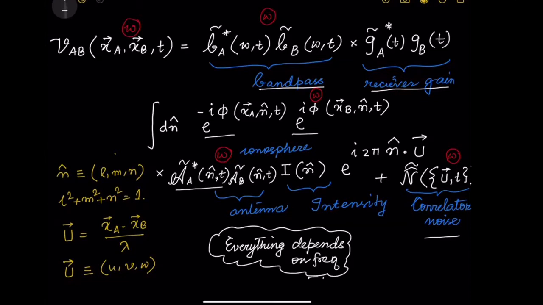Just to remind you, this vector n cap, which is the unit vector to a particular point in your field of view, has three components l, m and n, which are the direction cosines. The squares add up to 1 because it's a unit vector. And the vector u, which we defined as the baseline vector, is the vector difference between the two antenna positions in terms of the observing wavelength. If I write the same vector in the same coordinate system as l, m and n, then in radio astronomy the components are usually called small u, small v, and small w.